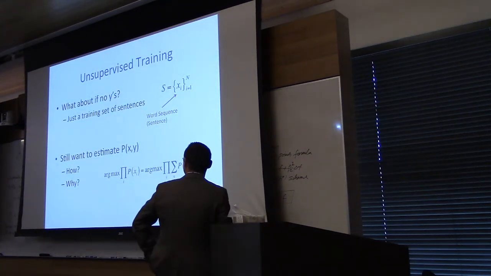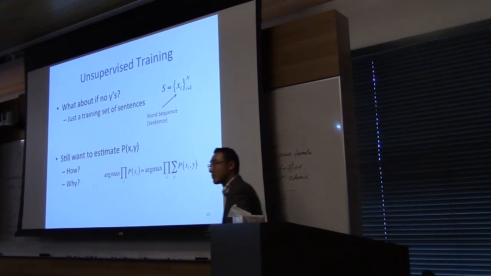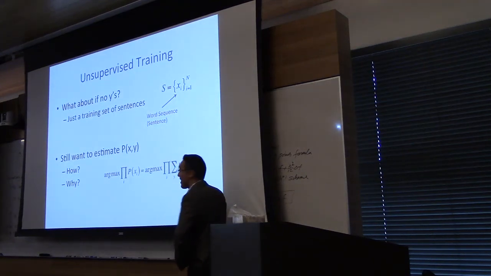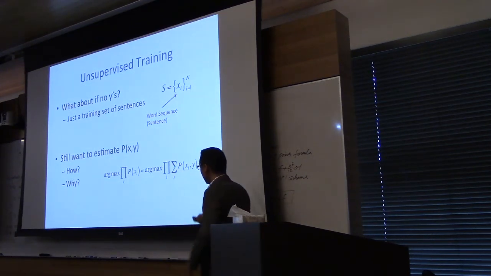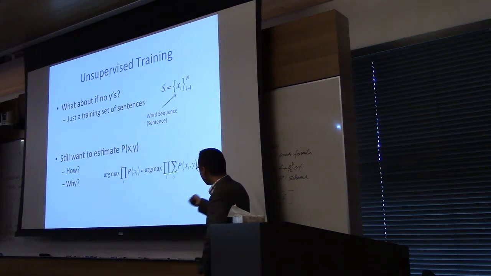Okay, so now unsupervised training. Suppose now this is all we observe: just a bunch of X's, no part of speech tags. We still want to estimate this hidden Markov model, and now the Y's are hidden. They're latent variables. By the law of total probability, this probability can be written as the sum over all possible Y's. So finding the parameters of the model that maximizes this is equal to finding the parameters that maximize the marginal.